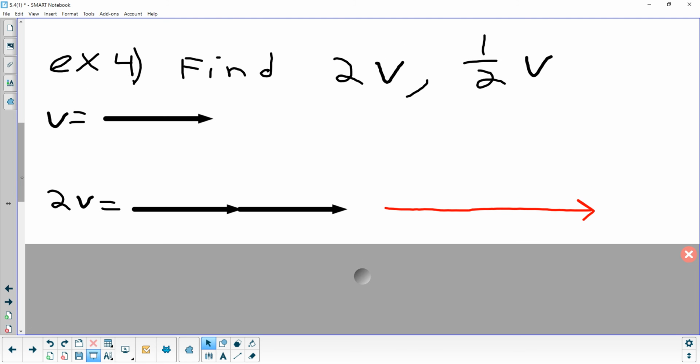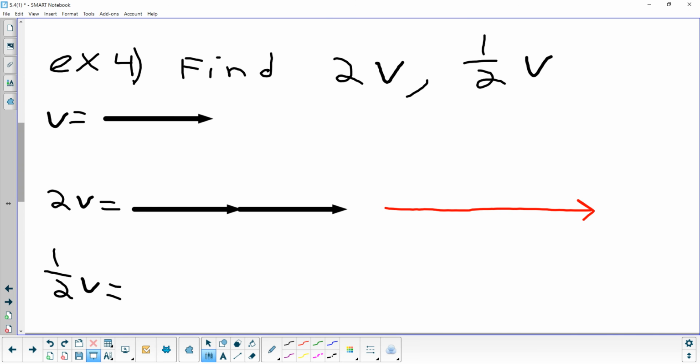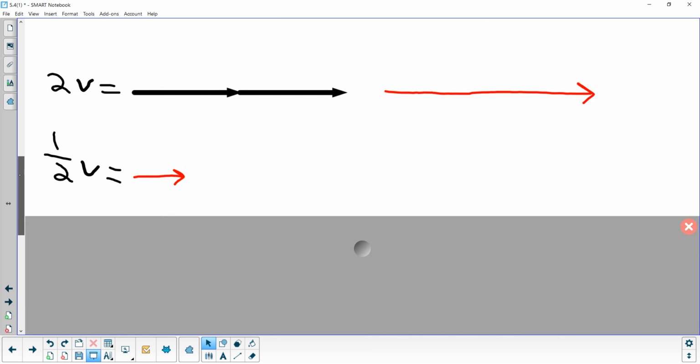All right, and now how about 1/2 V? What's gonna happen there? Yeah. Maybe shorten it by half. Yeah. So it's going to become half as long. I don't have a way to do that exact on the computer. I mean, if I could multiply by 50% or something like that, I could. So I'm just going to estimate what's halfway. Maybe like that. Again, graph paper would solve this problem, but that's fine. Okay, so there's 2V and 1/2 V. Questions on those? All right.